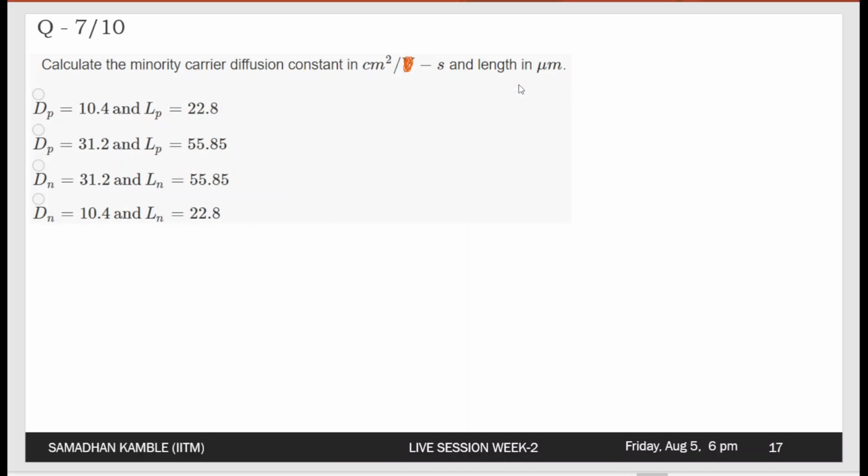Okay, so for this also, just a moment. As we saw, the diffusion coefficient is given in terms of centimeter square per second. So again, we can use some dimensional analysis and try to solve this problem. Mobility is given in terms of centimeter square per volt second. So to calculate the diffusion coefficient, we'll have to use mobility times the value of kT by q.